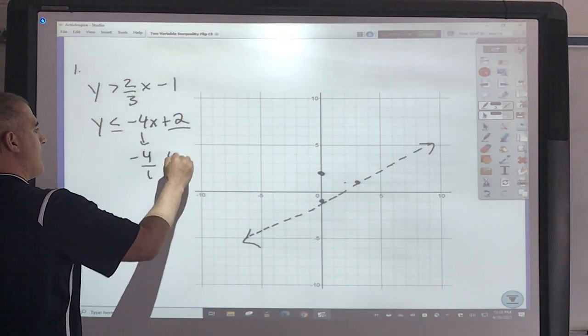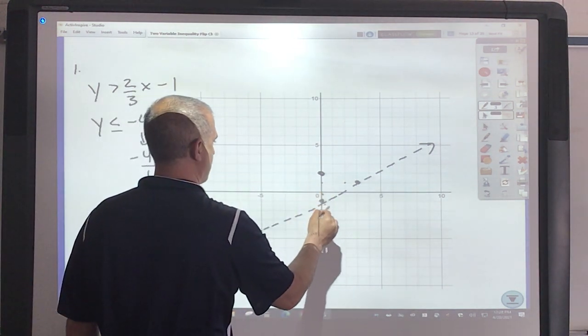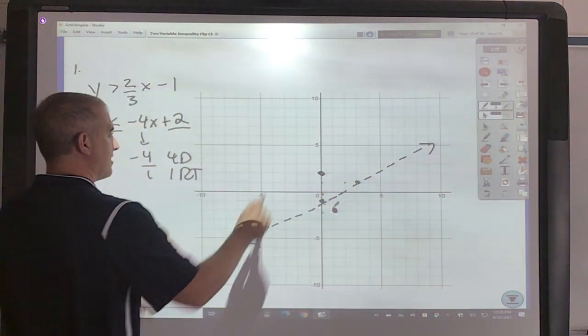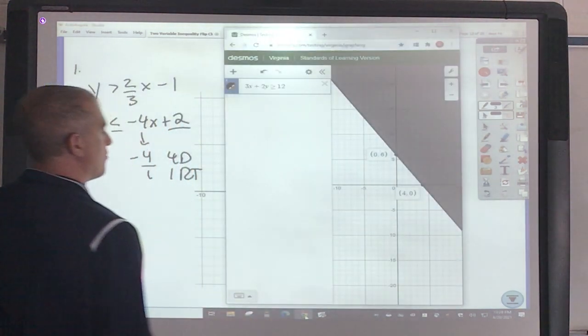So what does it mean? 4 down, 1 right. So 1, 2, 3, 4 down, 1 right. This should be a solid line. Okay, let's check my work to see if I'm right.